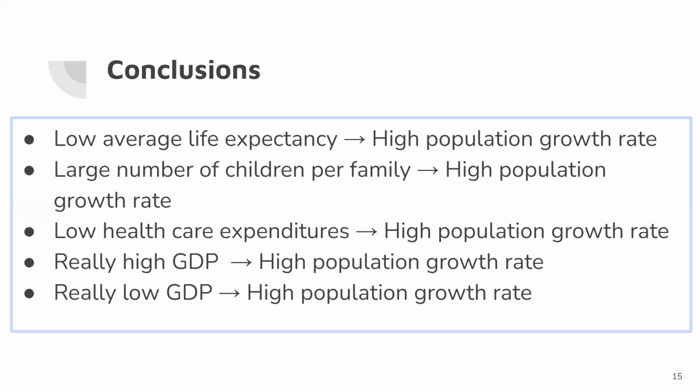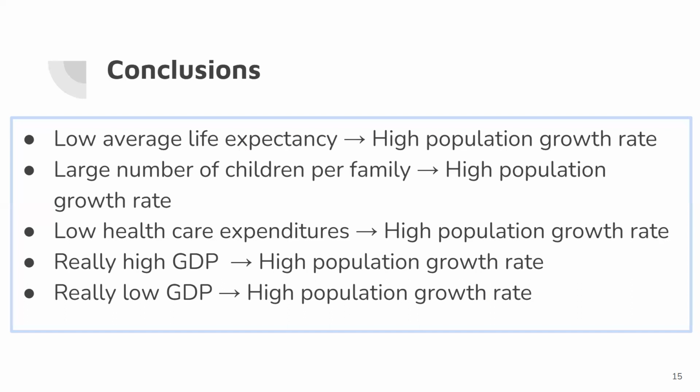And then another fact is a large number of children per family leads to high population growth. This is pretty self-explanatory. A high population growth rate is going to happen when families are having multiple children, lots of children.